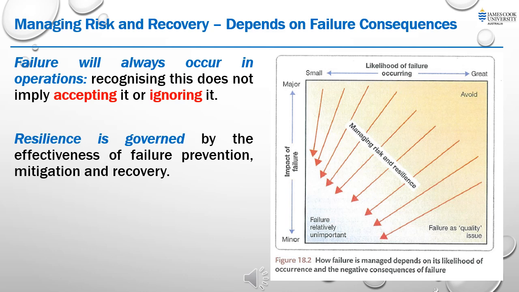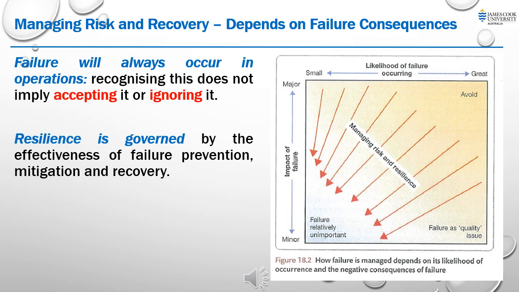Mitigating failure involves reducing the impact of failures when they do occur. This can include implementing backup systems, creating redundancies in critical processes, and developing contingency plans to ensure that the organization can continue to function even in the event of a failure.